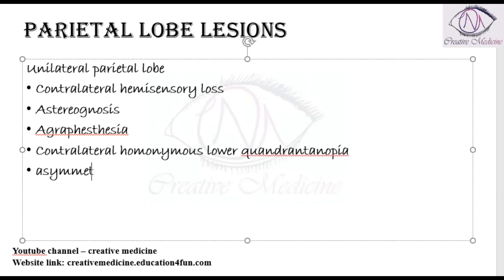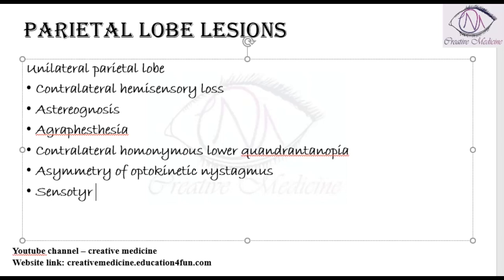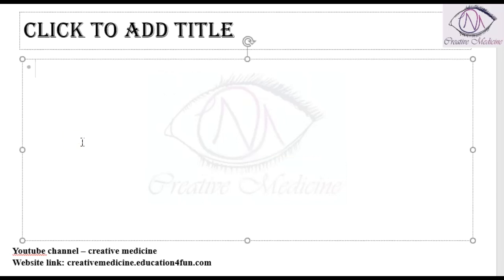There can be asymmetry of optokinetic nystagmus. This asymmetrical nystagmus can be seen, and the patient may have sensory seizures. So these are the defects in unilateral parietal lobe lesion.